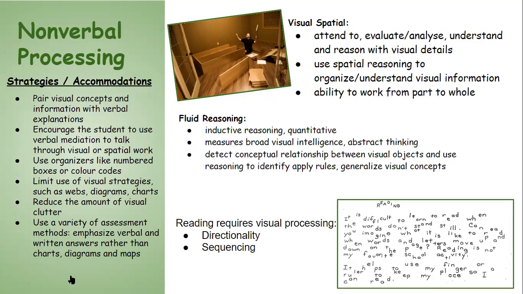With reading, these are kids that are skipping lines, so they need trackers to help keep track with the lines of print. They struggle with directionality and sequencing. So these are your, sort of, historically those dyslexic students that mix up the B's and D's and transpose letters and words. Often these kids have difficulty navigating their environment.